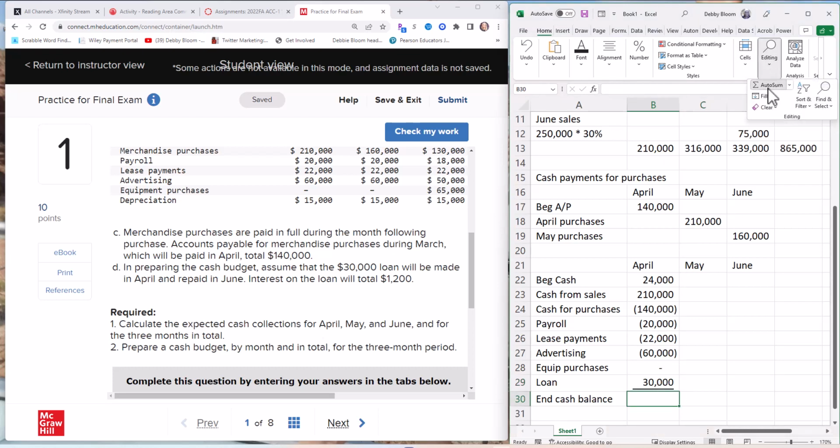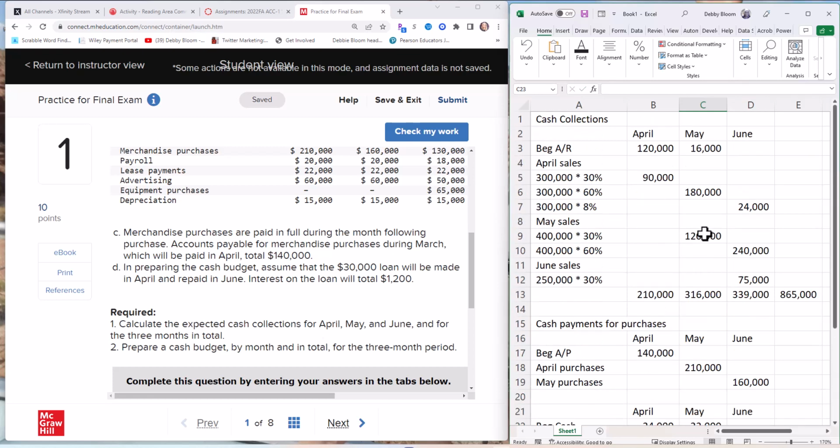So if I add $210,000 and $24,000, the beginning cash and the cash from sales, and subtract all of the other cash payments, I'm going to budget that I'm going to end up with $22,000. So in May, I will start off with $22,000.